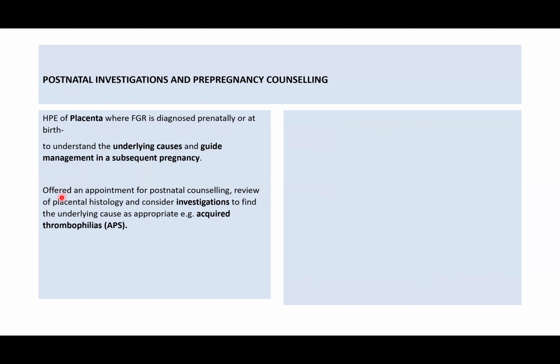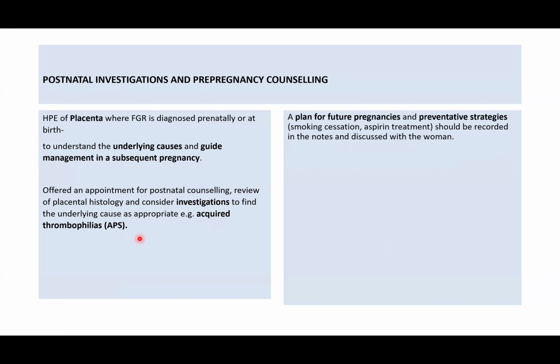Now, we also will offer an appointment for postnatal counseling, review of placental histology, and consider investigations to find out the underlying cause of FGR. Like we can offer investigations for acquired thrombophilias like antiphospholipid syndrome. Also, we will discuss the plan for future pregnancies and preventative strategies. Like there are some modifiable risk factors, like if the woman is a smoker, we will advise her on smoking cessation. If BMI is high, then we can offer her BMI reduction and aspirin treatment.